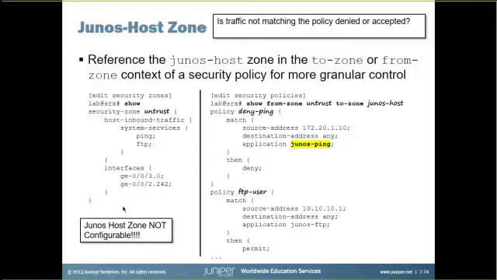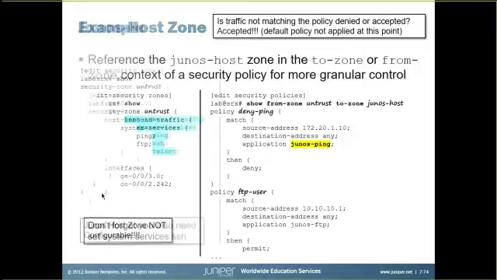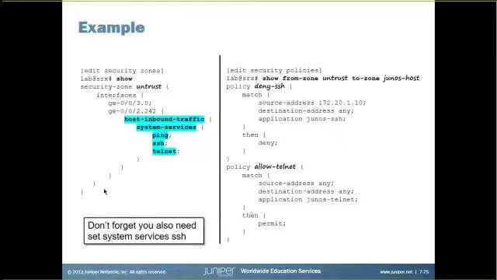And here's an example that is similar. So I have host-inbound-traffic configured under this interface, and then I have a Junos-Host policy that matches on a specific source address and denies that traffic, and the other one matches on application telnet and allows that traffic. So this is making it more granular.